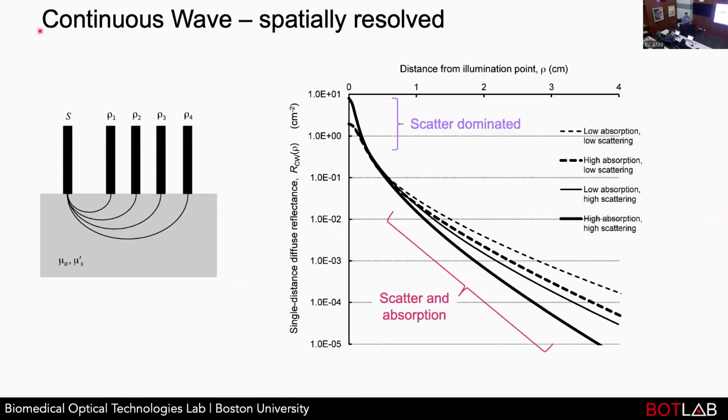And in continuous wave, we had spatially resolved measurements. We had this kind of measurement geometry, and we had a region that was scatter dominated, where you're close to the source, where you have short path lengths of photons. Photons haven't traveled long enough to undergo much absorption, so absorption doesn't really change your measurement. And then the tail here is scatter and absorption dominated.